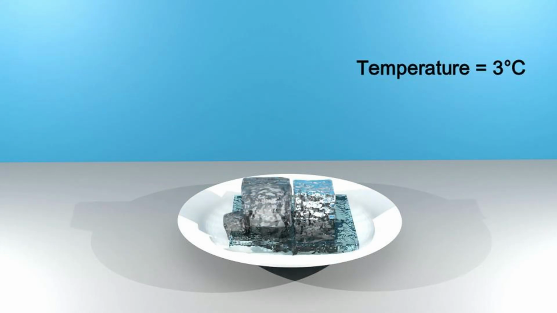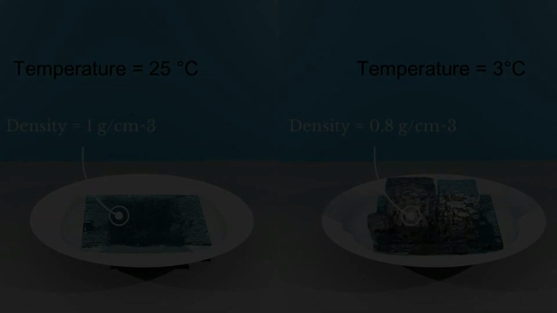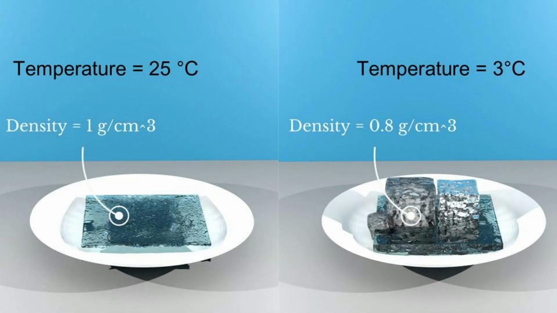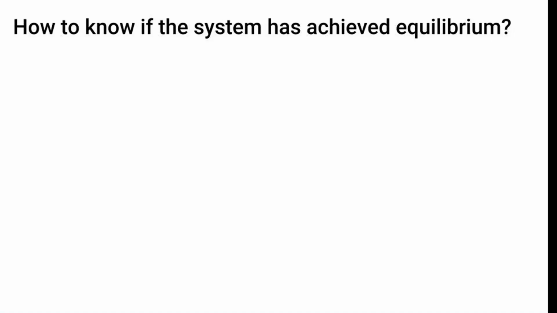However, if you measure the same density at 3 degrees Celsius, it will be lower because some of the ice will still be solid and only a part of it will have melted into water. As a result, density won't match that of the liquid water at 25 degrees Celsius. To ensure you get accurate measurements, your system must be in equilibrium. But how can we confirm if the system has reached equilibrium during simulation?